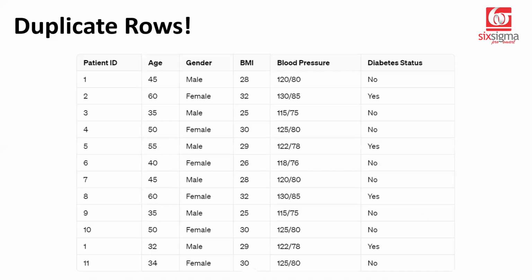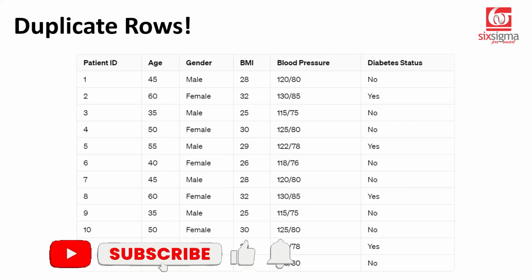Let's bring a small data set where we have information about patients. There's a field called Patient ID. There's a field called age. Then we have the gender of the patient. We have the body mass index. We have blood pressure. And we have diabetes status. Now, in this data set, each patient is supposed to be uniquely identified with the help of the patient ID. But there are some interesting cases that we'd want to look at, and ponder if we should always drop the duplicate rows or not.